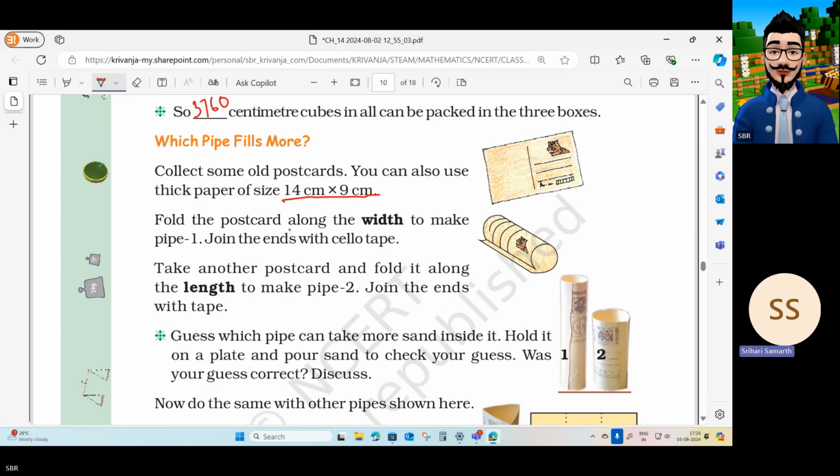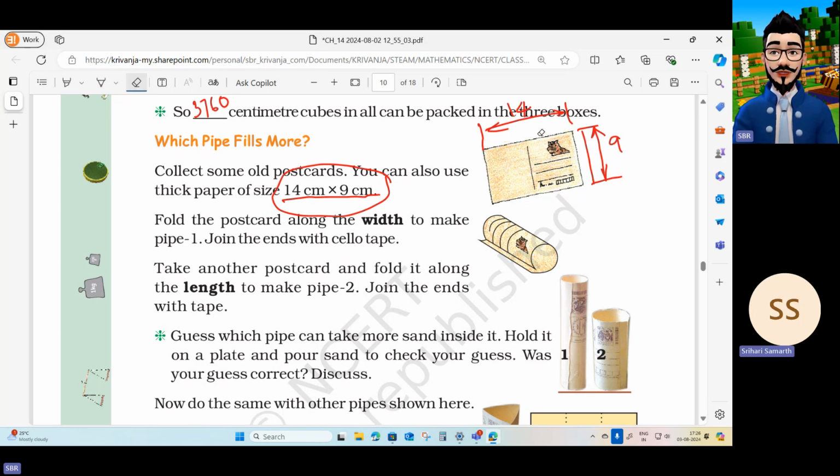Let's assume that this is a postcard with the same dimensions. What would be this dimension? 9 centimeter. Very good. If you had told me 14 centimeter, I would have clicked you. And what about this one? 14 centimeter. Because this looks longer than this one. That is why we should properly choose the correct dimensions here. Next.